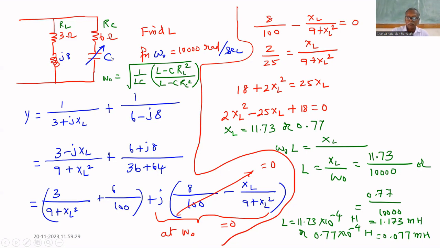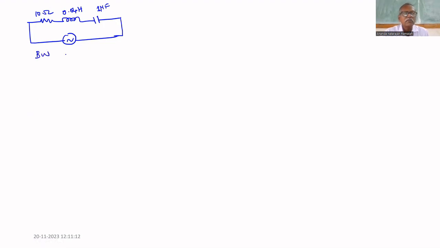In a RL series circuit, R equal to 10 ohm, L equal to 0.04 Henries, C equal to 1 microfarad. Find bandwidth, omega naught, omega 1, omega 2.